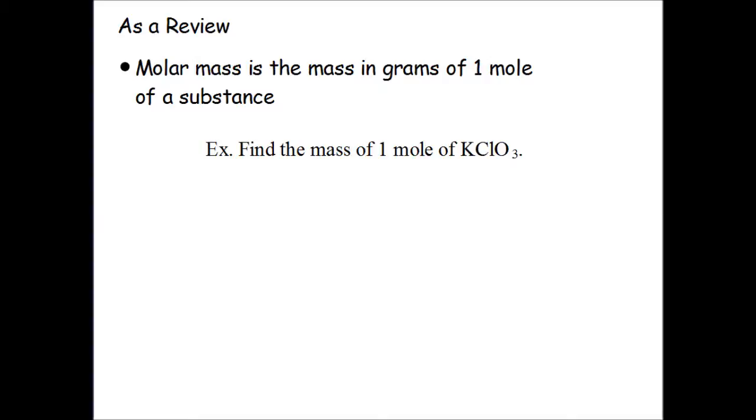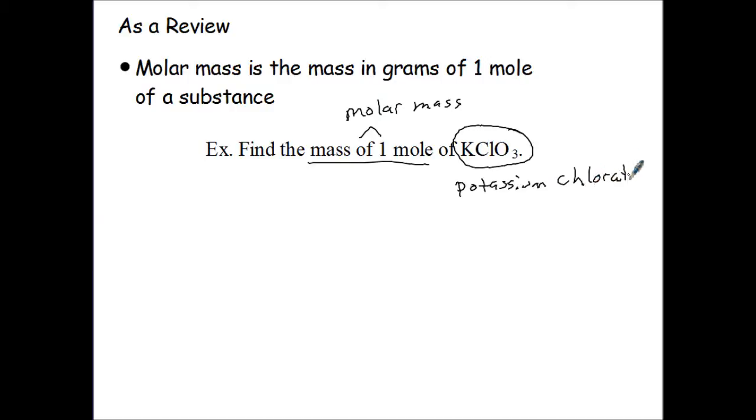Alright, it says find the mass of 1 mole of a substance. When you have 1 mole of a substance and you're looking for the mass, that just basically means calculate the molar mass, and you should already know how to do that. Remember, it's fairly easy, but you need to know what the substance is. If it was given by name, you need to know how to write the formula. That is potassium chlorate. Because that's K, and that's ClO3, that's chlorate, so it's potassium chlorate.